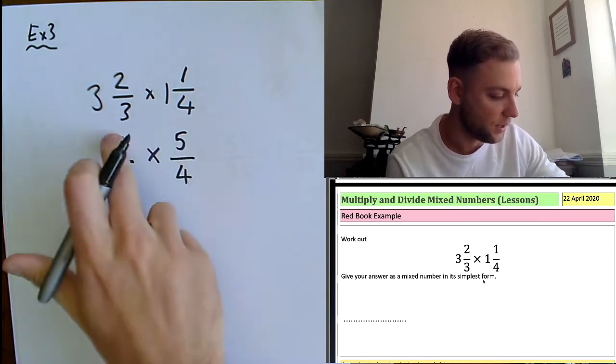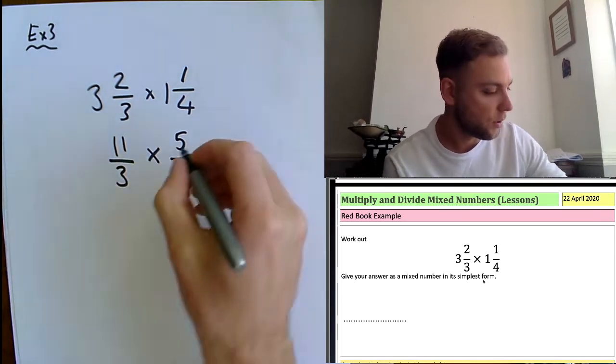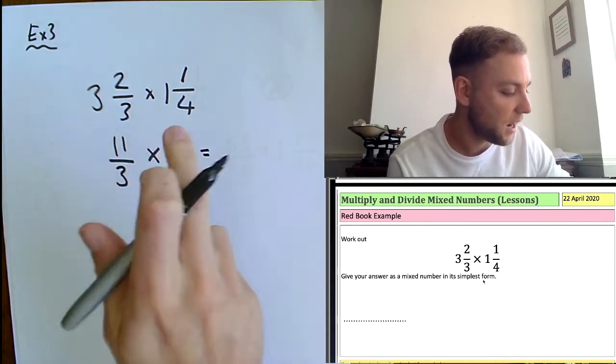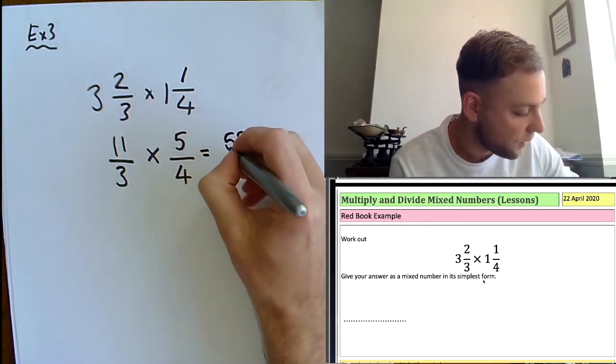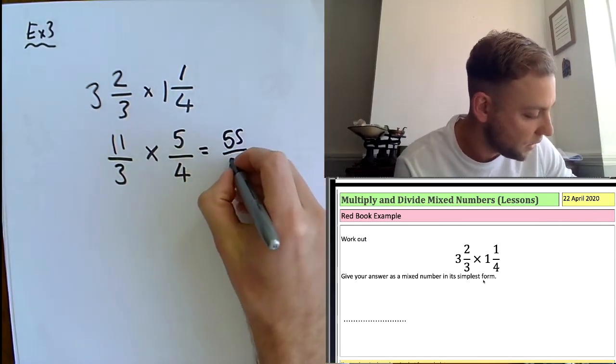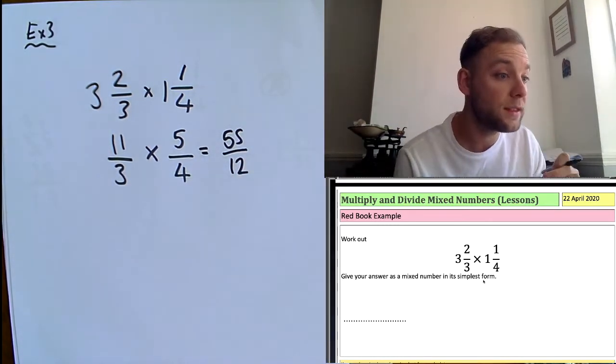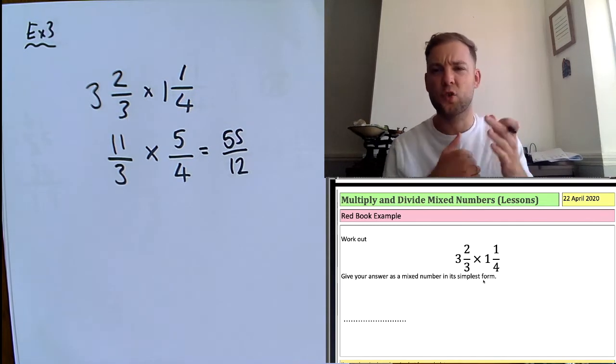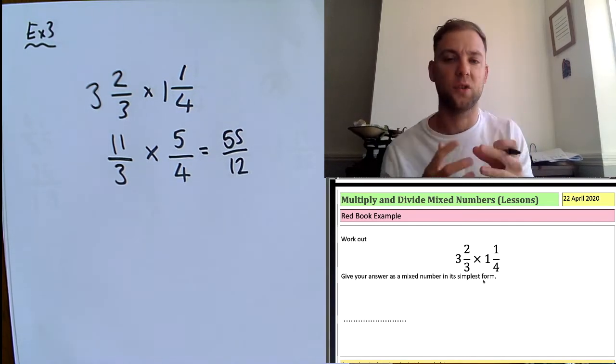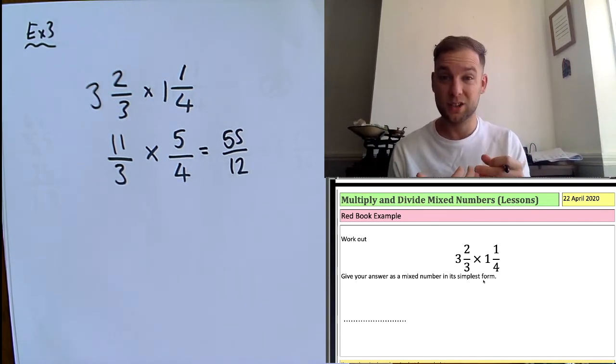The 5 doesn't cancel with 3, 11 doesn't cancel with 4. So I'm just going to multiply this. 11 times by 5 is equal to 55. 3 times by 4 is equal to 12. And then it does want it as a mixed number. So how many times does 12 go into 55 and what's left over? That is tricky, especially because it's your 12 times table.